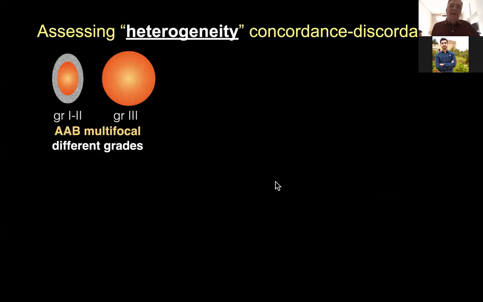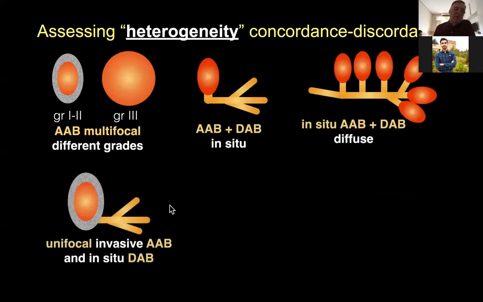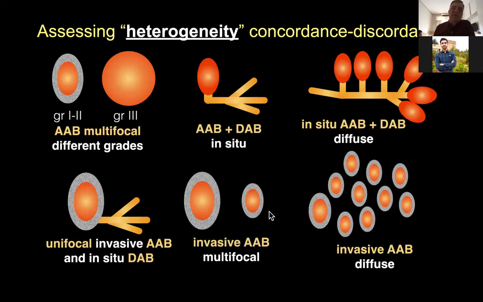Well, when we're assessing concordance, discordance, we have to talk about heterogeneity. So you can see multifocal cancers, one circumscribed and one spiculated. Or you can see a mixture of ADH and DCIS. Or you can see a mixture of invasive and DCIS, or multifocal invasive or diffuse invasive.